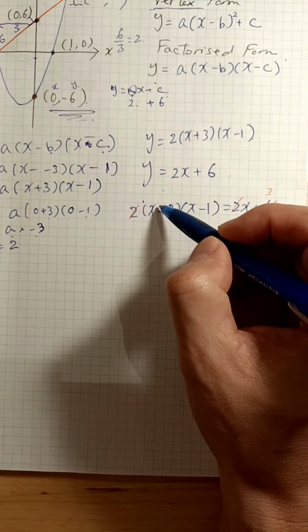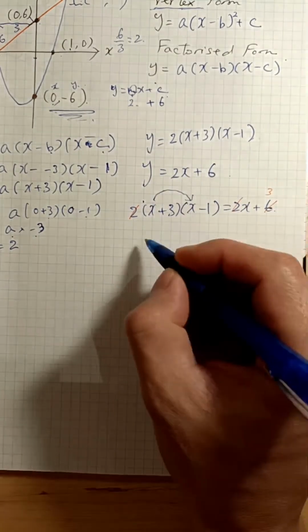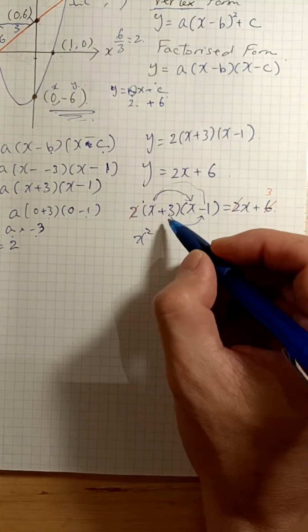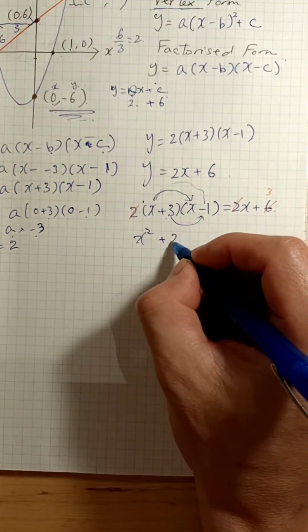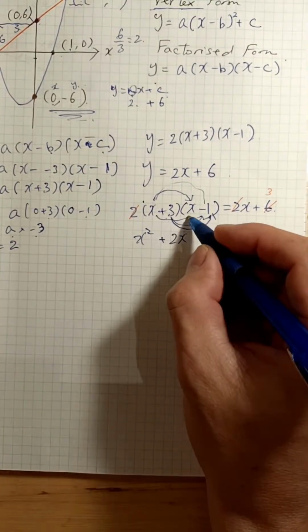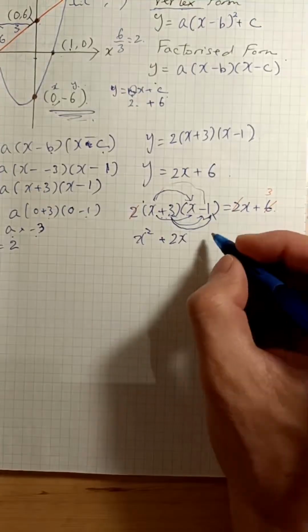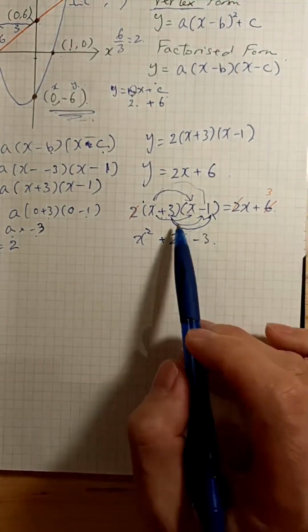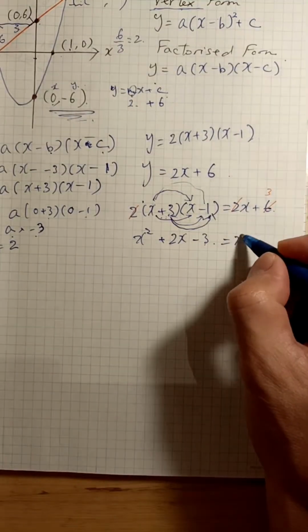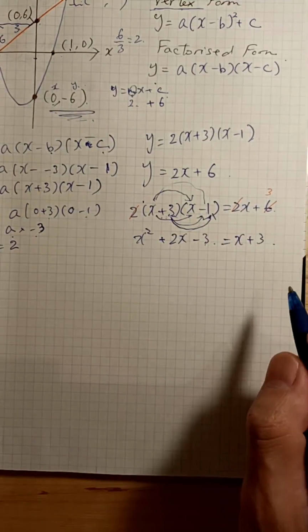Okay? And then, let's do this times by this, which is x squared. And then this times by this, plus this times by this. 3 take away 1 is 2x. And then this times by this, this one, is negative 3. Multiplying together, adding together, which is x plus 3, okay?